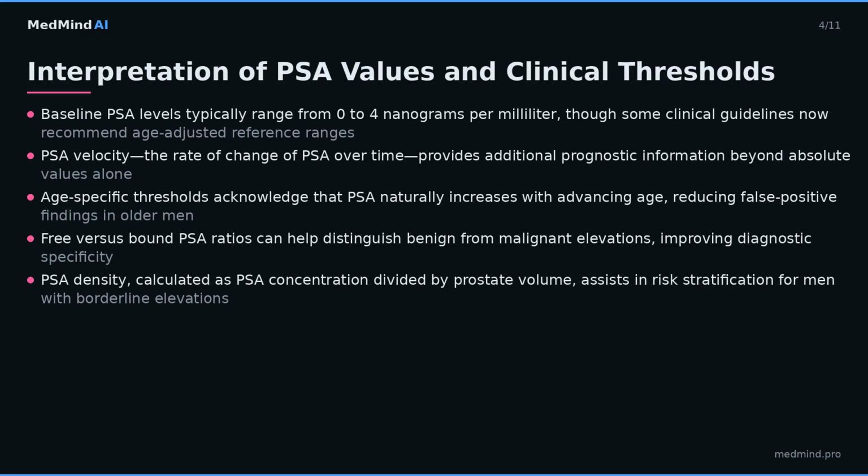Interpretation of PSA values and clinical thresholds. Key points: baseline PSA levels typically range from 0 to 4 nanograms per milliliter, though some clinical guidelines now recommend age-adjusted reference ranges. PSA velocity, the rate of change of PSA over time, provides additional prognostic information beyond absolute values alone. Age-specific thresholds acknowledge that PSA naturally increases with advancing age, reducing false positive findings in older men. Free versus bound PSA ratios can help distinguish benign from malignant elevations, improving diagnostic specificity.